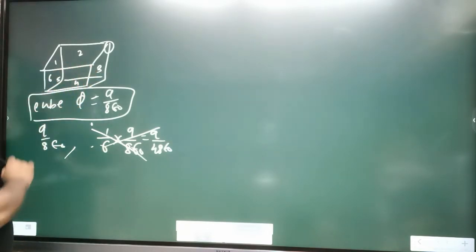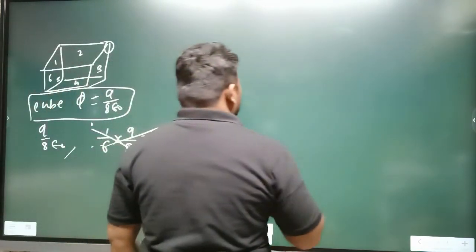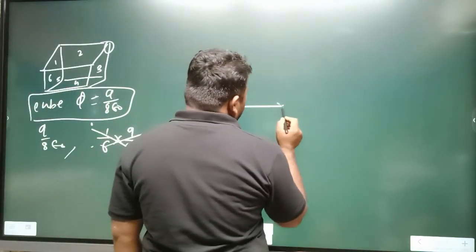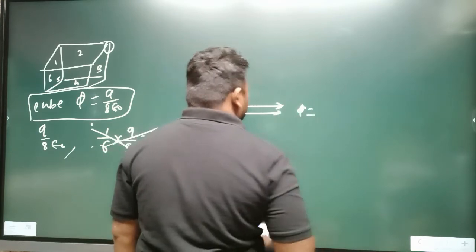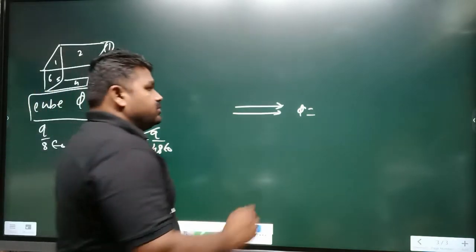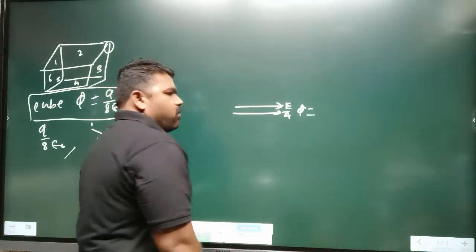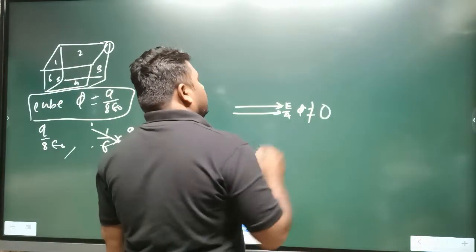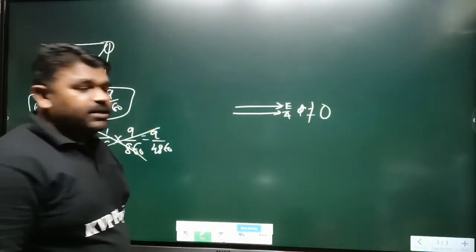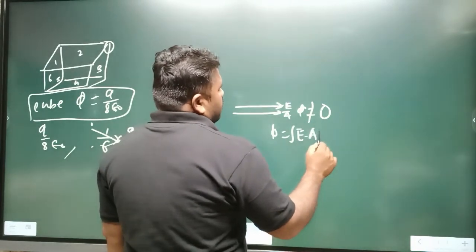Suppose they ask how much flux is passing in the second surface. See here, suppose the electric field is in this direction and the area vector in this direction. Is the flux zero or non-zero? This one is E bar, this one is A bar. Flux phi is equal to E bar dot A bar.